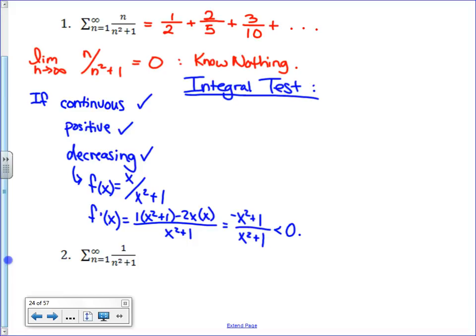I can compare my series to the integral from 0, not from 0, from 1 in this case, from 1 to infinity of x over x squared plus 1 dx. Can I integrate this, guys? Yeah. Mm-hmm.